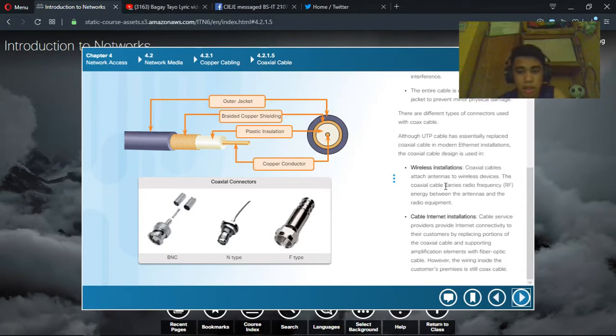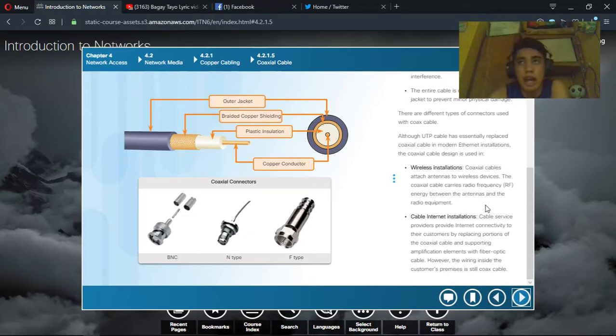And I think there are different types of connectors used with coax, although UTP cable has essentially replaced coax cable in modern Ethernet installations. So before they used coax, but now most of us use UTP cable. In wireless installations, coaxial cables attach antennas to wireless devices. The coaxial cables carry radio frequency energy.